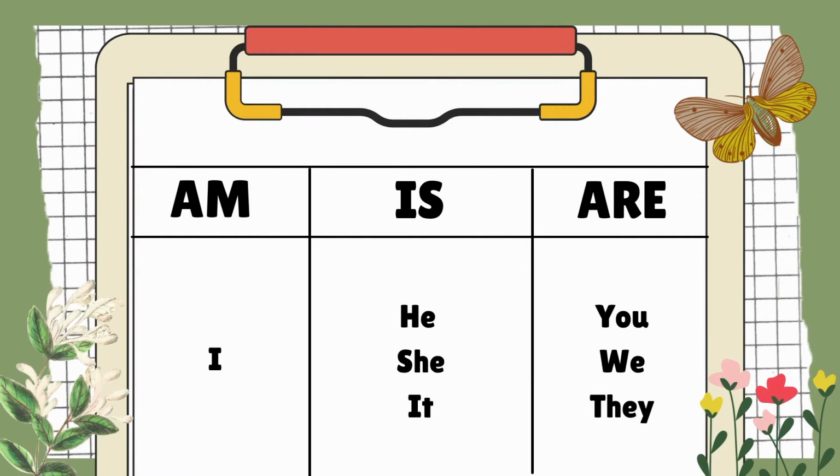Now, let's take a look at the be verb. The be verbs that we are going to focus on today are am, is, and are. Remember class, I can only be paired with am. Is is used for singular nouns, for example, he, she, and it. We use are for plural nouns, for example, you, we, and they.